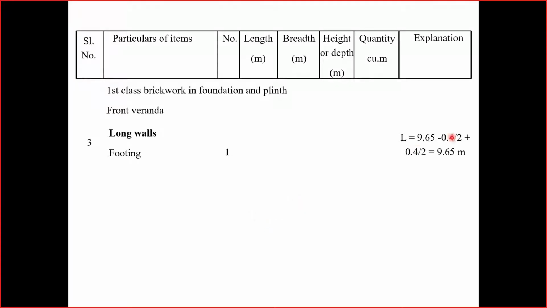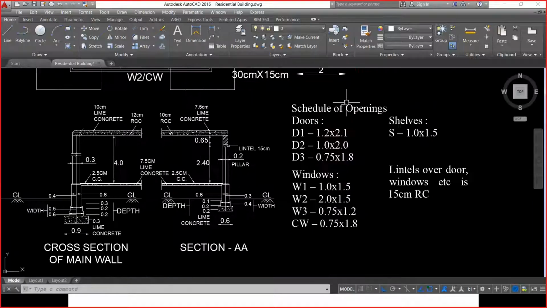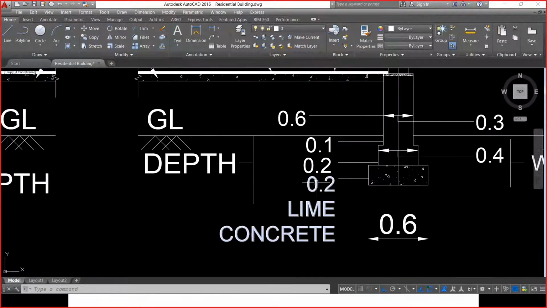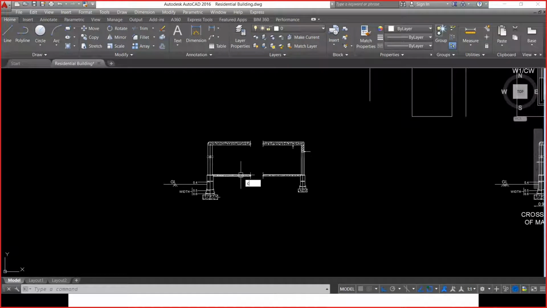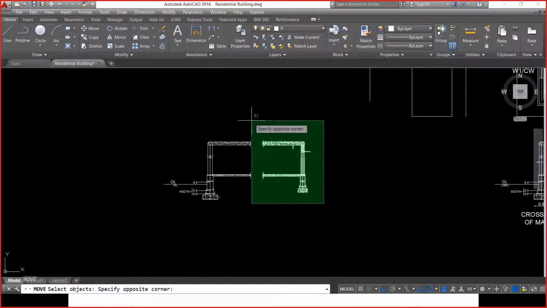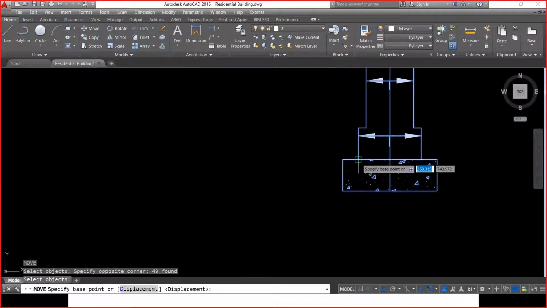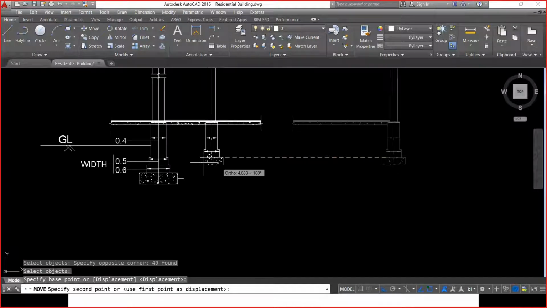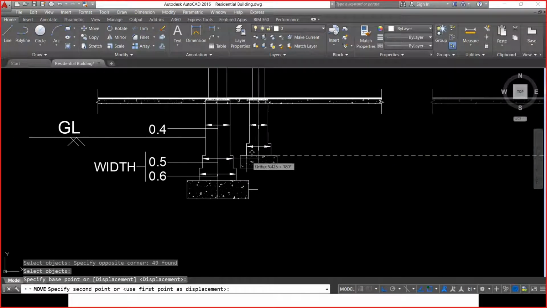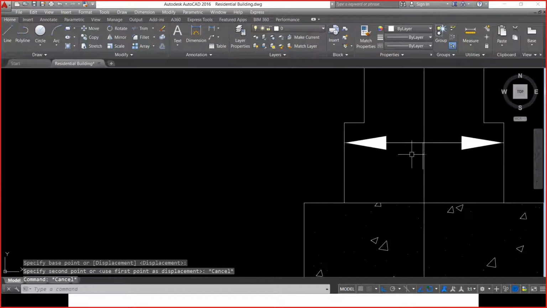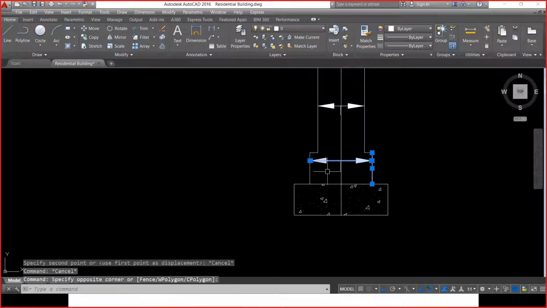This is one long wall. And in order to calculate the length, it is 9.65 center to center distance minus 0.4 by 2 plus 0.4 by 2. Why are we considering 0.4 by 2? As I told you previously, there is overlap happening which is already constructed, and I don't want to consider the quantities twice. So look carefully. This is the first layer. I'm going to highlight this in some other color. Red color.